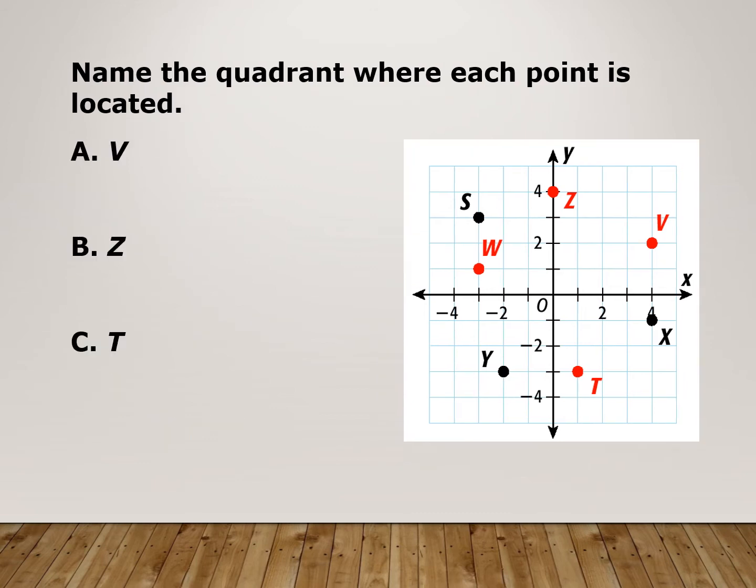Now, let's have another. So, we will name the quadrant where each point is located. So, let's have the first one, which is the point V. Point V is in the first quadrant or quadrant 1. So, the sign is positive and positive. Next is the point Z.